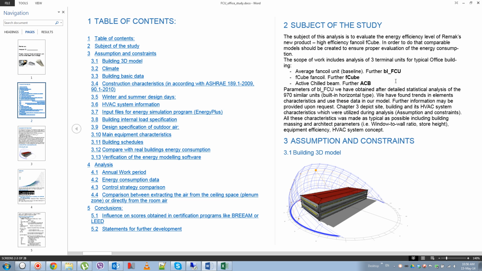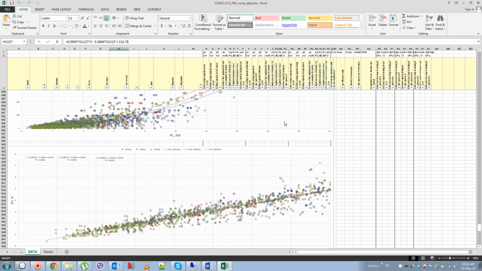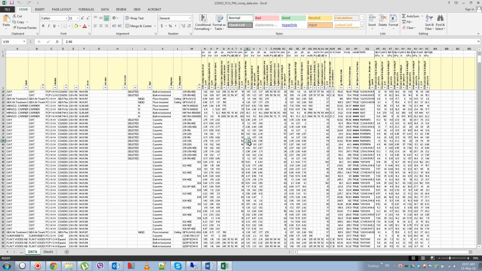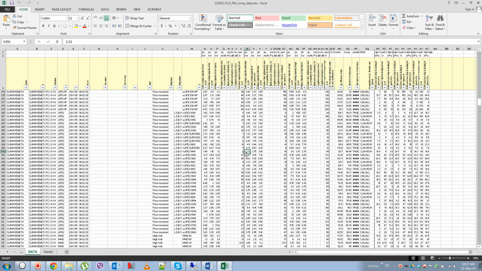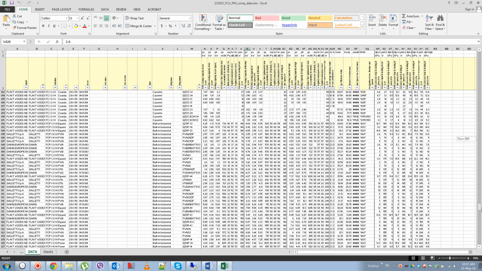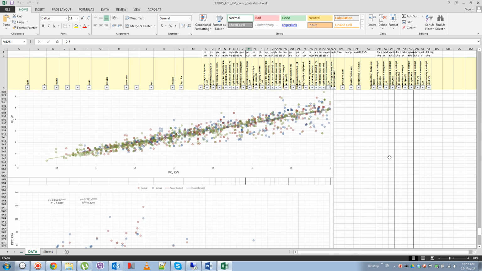What is an average fan coil unit? We picked data from Eurovent and provided statistical analysis. There are nearly 1000 units. And we found characteristics of the main components of fan coils, like pressure drops of coils and efficiency of fans, and used this data to define the average fan coil.